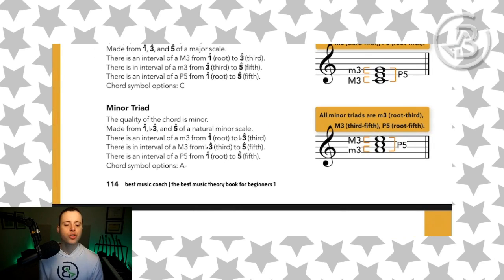So every single minor triad ever, does not matter what note of the full musical alphabet you start on, between the root to the third is always going to be a minor third. From the third to the fifth is always a major third. And from the root to the fifth is always a perfect fifth.